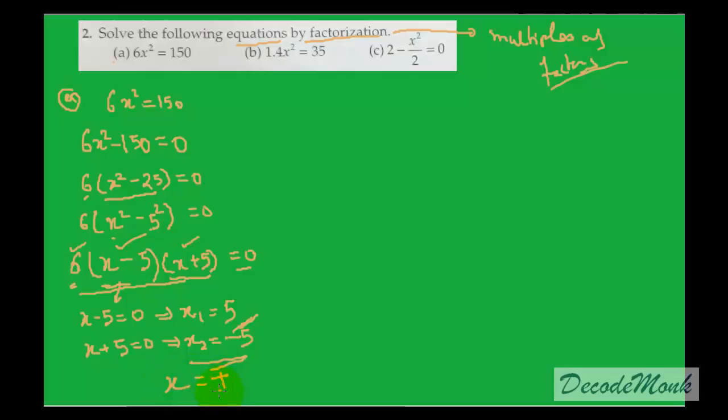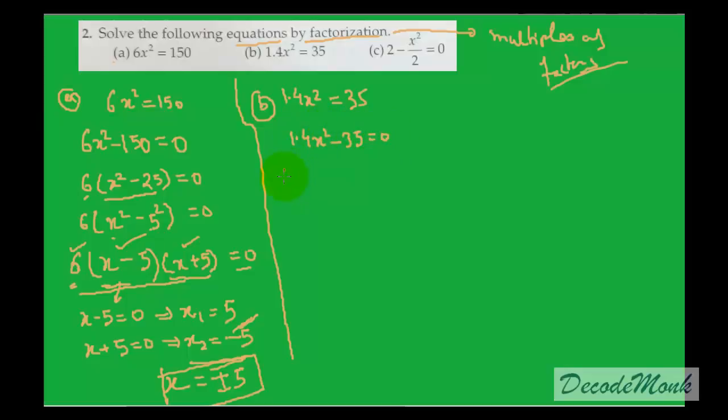The second question, question number B, is 1.4x square equals 35. So this will give you 1.4x square minus 35 equals 0. Again, if you take out 1.4 as common, x square minus, so how much will this be? To divide 35 by 1.4, this can be written as 350 upon 14. If you solve it, you will get 25. Very good. So x square minus 25 equals 0.